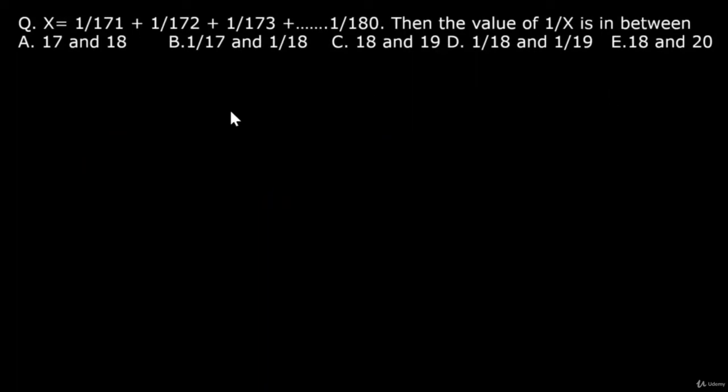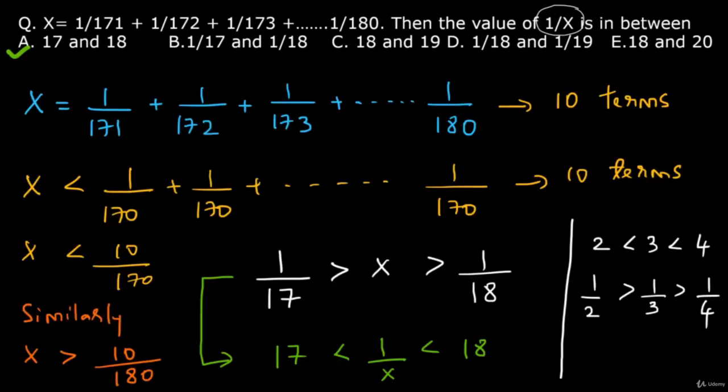X is equal to 1 by 171 plus 1 by 172, etc., up to 1 by 180. Now we need to find the value of 1 by x is in between what? Alright. What's the answer to this question? The correct answer is option A. That is 1 by x is between 17 and 18.